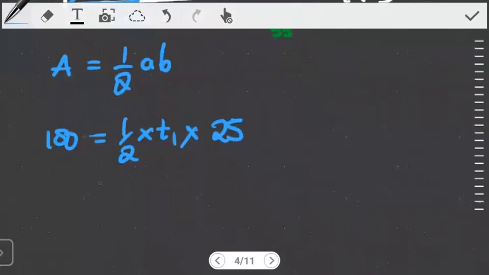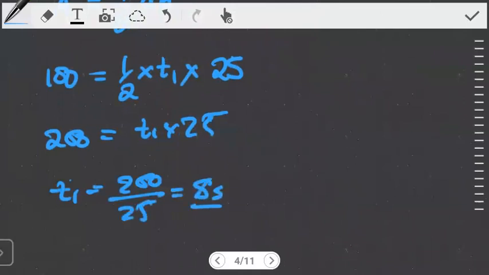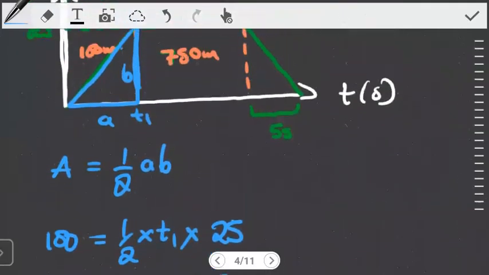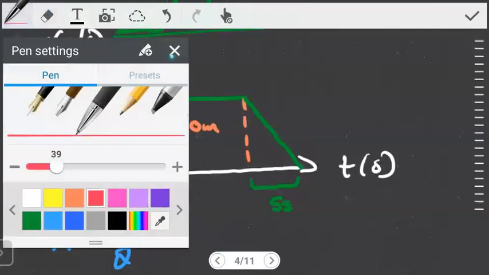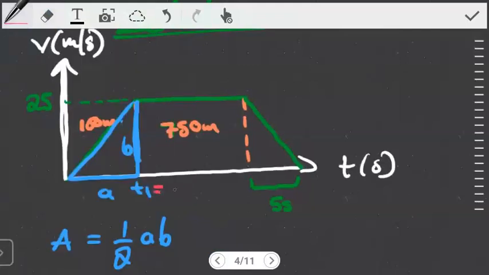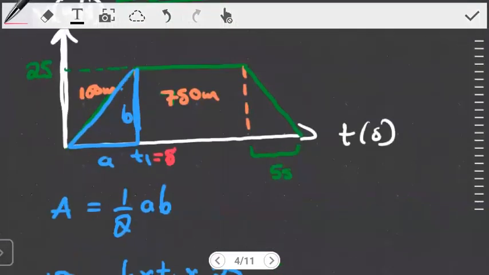If I cross multiply here, I have 200 is equal to T1 times 25. Then you can divide through so that T1 is equal to 200 over 25, and this becomes equal to 8 seconds. So what this is telling us is that the acceleration in the first part lasted for 8 seconds. It took this car 8 seconds to reach that 25 meters per second.